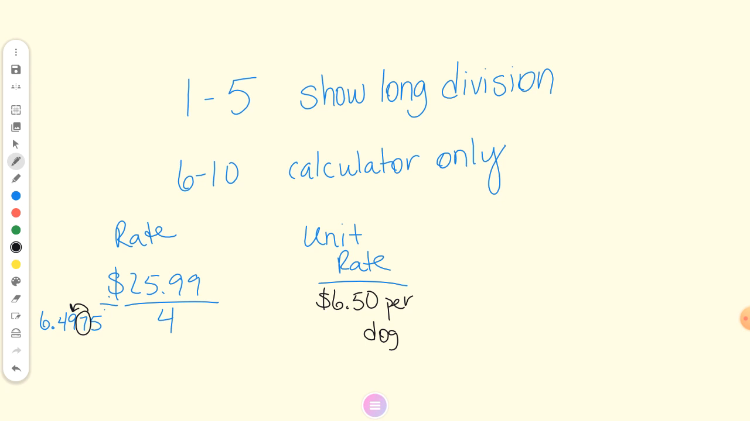Okay, so on 1 through 5, you can just show your long division either on the back of the worksheet or on loose leaf. On 6 through 10, you can do all of the math in a calculator. I'm grading not only for your answers, but also your work and your labels. Okay?